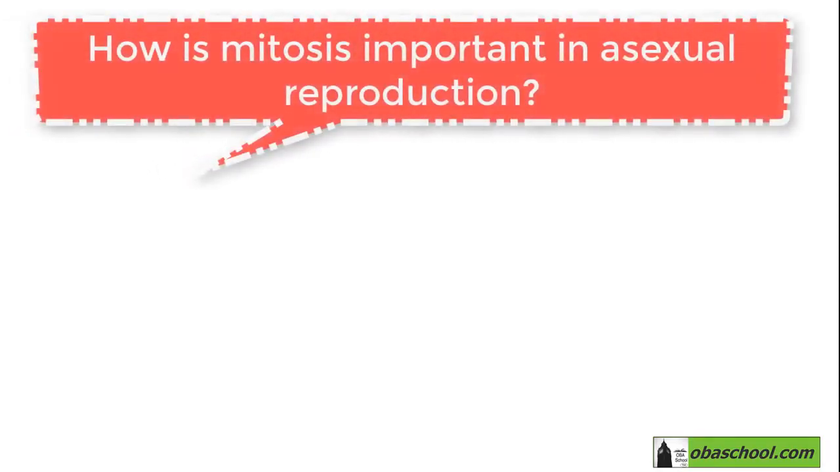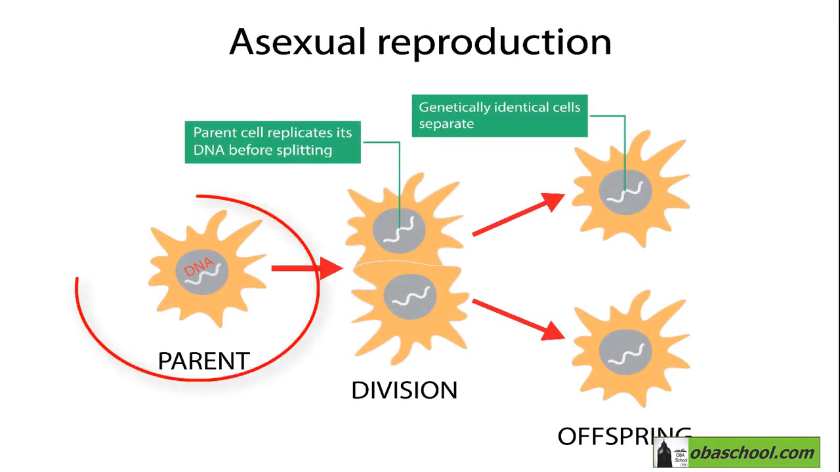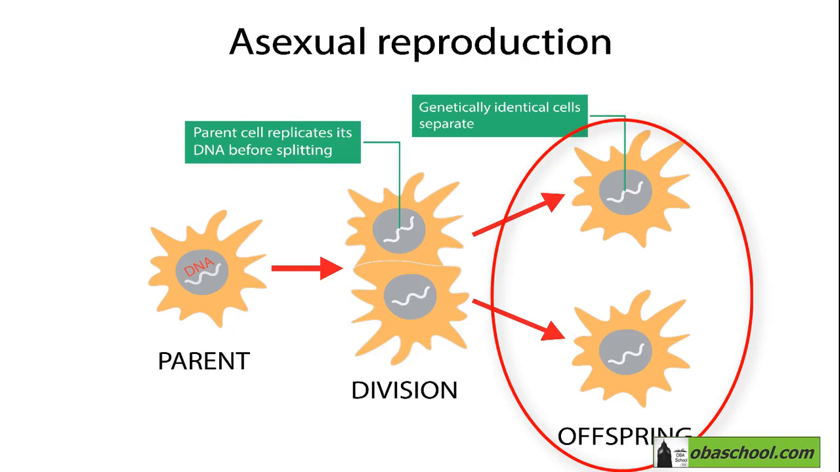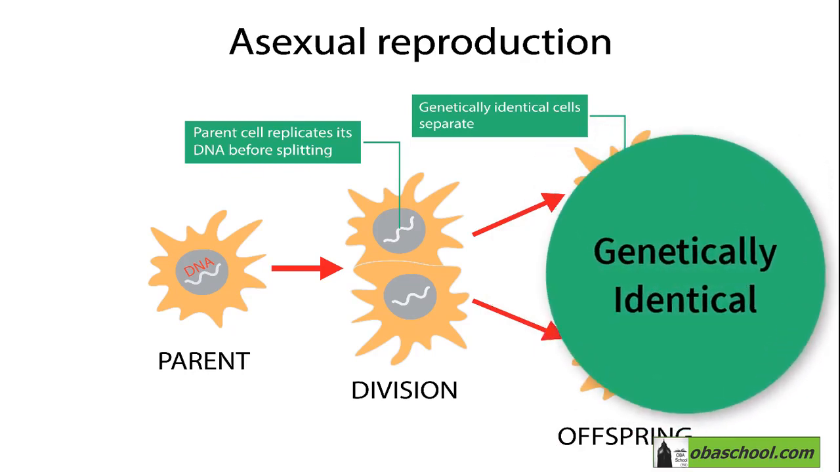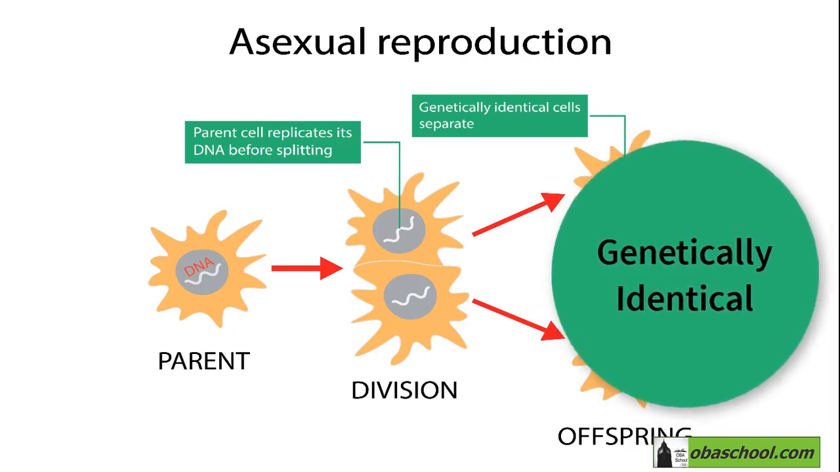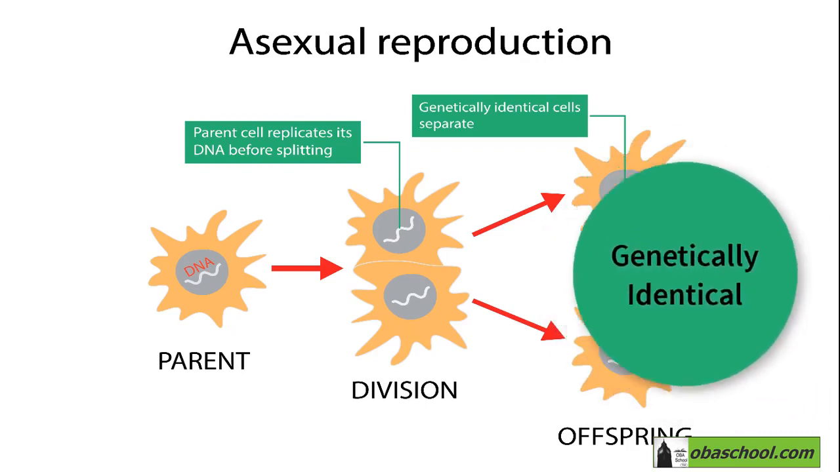So, how is mitosis important in asexual reproduction, or how can asexual reproduction rely on mitosis? Some organisms reproduce using just one parent. This asexual reproduction produces offspring that are clones, which means that their cells have the same chromosomes as the parent. They are genetically identical. So, asexual reproduction relies on mitosis to produce offspring identical to the parent.